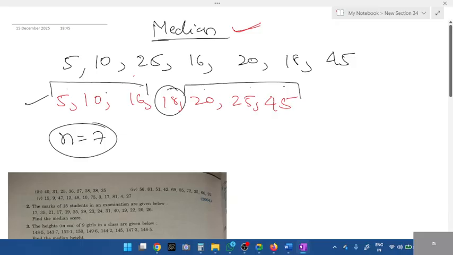Now, if you write directly, you won't get marks. You have to write the formula. First thing, arrange in ascending order. Second thing, count the number of terms, n. Third one is the formula. n has two cases: if it is even, if it is odd. If n is odd, the formula is (n plus 1) divided by 2.